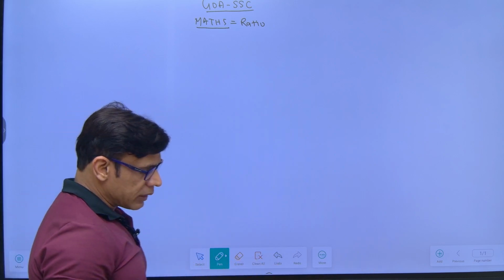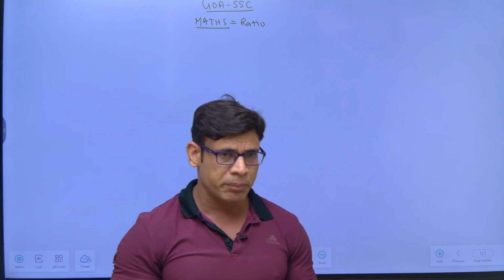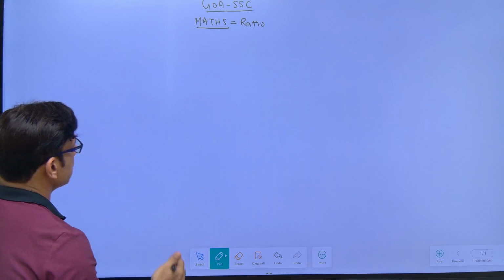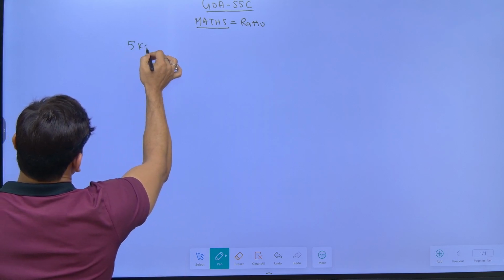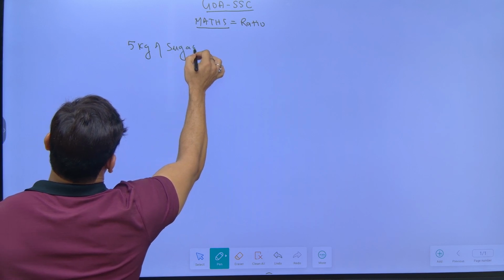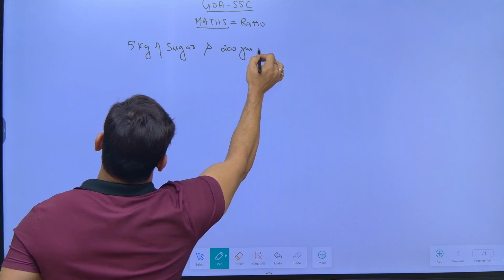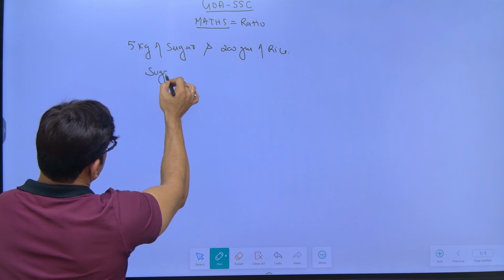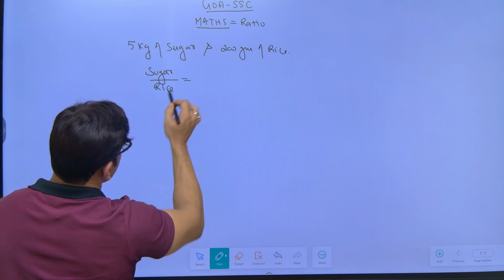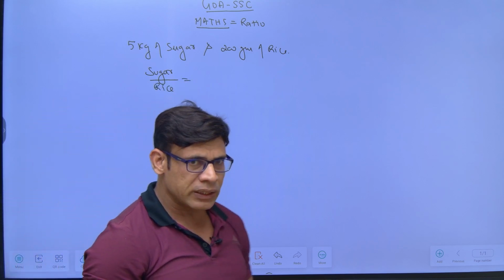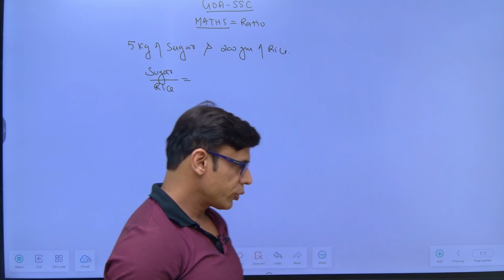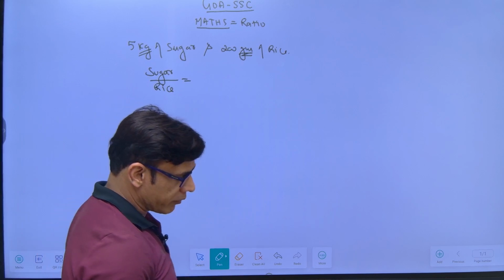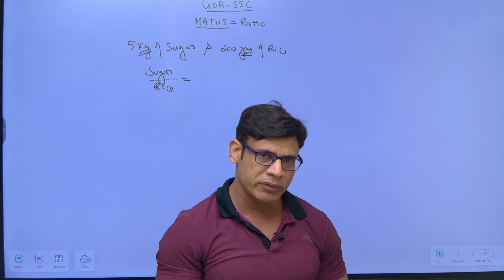So if I have to define ratio, ratio is nothing but the comparison of two or more than two quantities of the same type. What does it mean? It means if I have, let's say, 5 kg of sugar, and if I, let's say, have 200 grams of rice, and if I ask you to find out the ratio of sugar is to rice, at this point of time, I cannot find the ratio of sugar is to rice. The reason is sugar is in kg while this is in grams. So I have to bring everything under one unit. So either I have to convert everything into grams or I have to convert everything into kg.